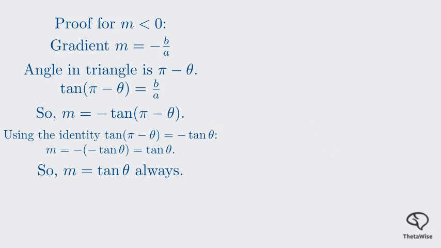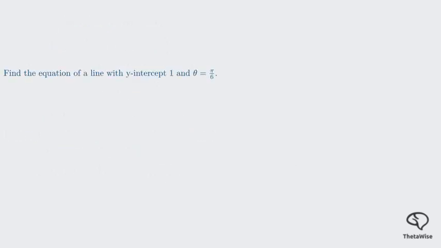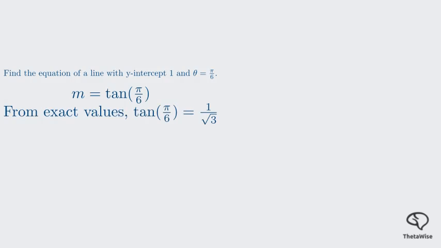Now let's apply this. Find the equation of a line with a y-intercept of 1 and an angle of π over 6 with the x-axis. First, we find the gradient. We know from our exact values that tan π/6 is 1 over root 3. So the gradient is 1 over root 3.